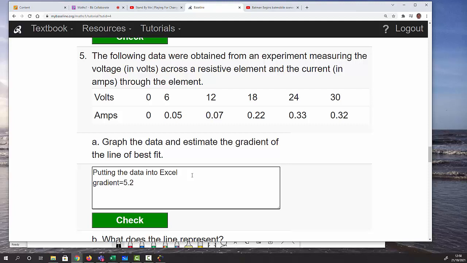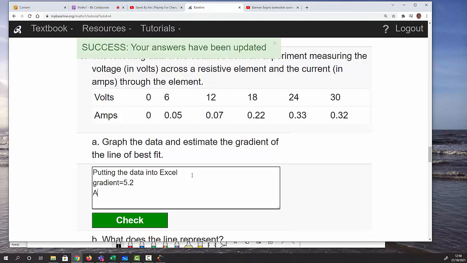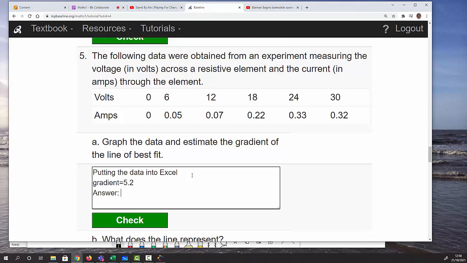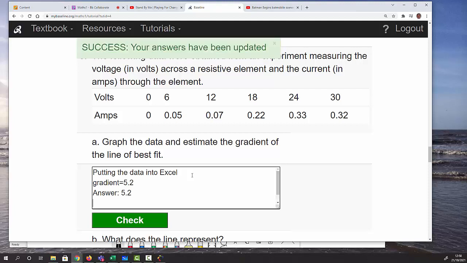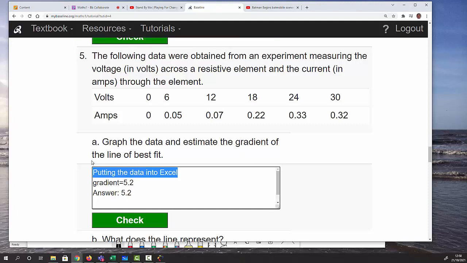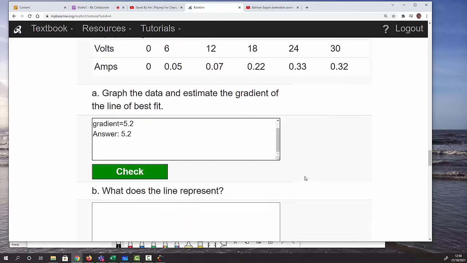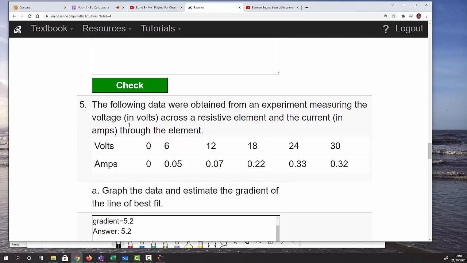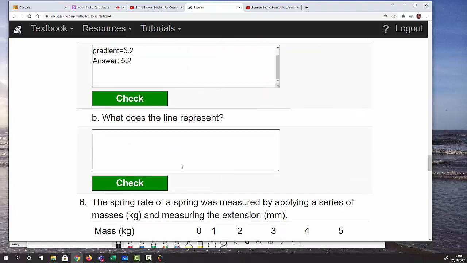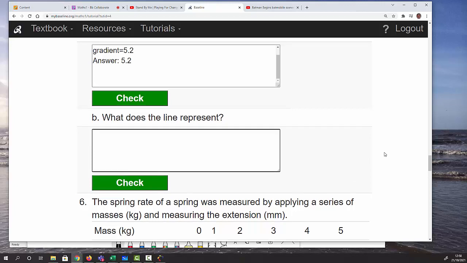That is not the answer, just for the record. And don't forget to say answer colon 5.2, which is not the answer. Okay, but that's what I expect from there. So you're going to stick the data into Excel. You'd be mad not to. You'll get the gradient out of it, and Excel will calculate that for you if you don't want to bother estimating it. But don't forget to say answer colon and then give me the answer, because that's what I'm looking for. Okay, what does it represent? Well, I'm going to let you work that out. You've got volts and amps, so clearly we're looking at Ohm's law there, and you need to work that out.